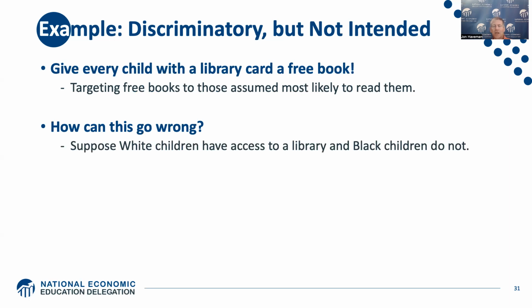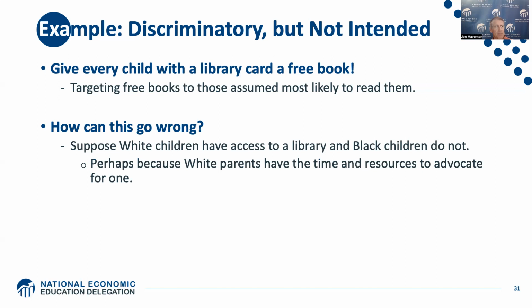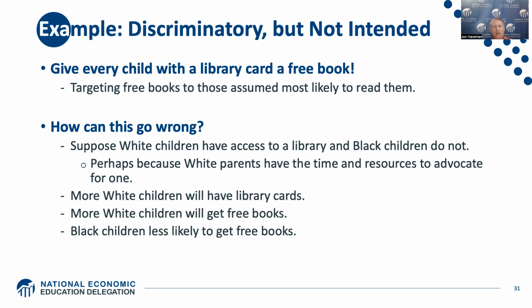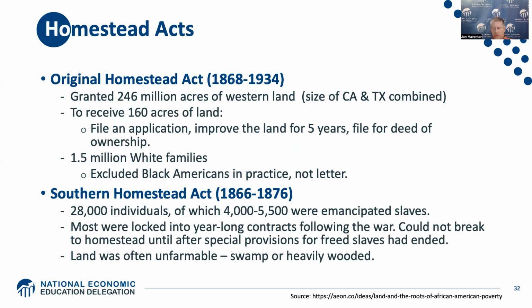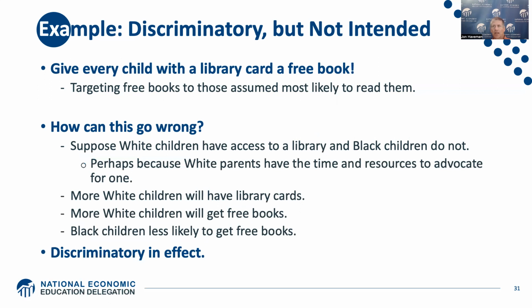It can go wrong because suppose that white children have access to a library and black children do not, right? Possibly because it's probably the wealthier white individuals in the city or the town who help determine where the library is going to be located. And they're likely to be wealthier and whiter. And so the library is more likely to be put in a wealthy white neighborhood. And so the white kids have better access to the library than the black kids do. Right? So perhaps because the parents have the time and the resources to advocate for one, more white children will have library cards, more white children will get books, black children are less likely to get books. Oops. And therefore it's discriminatory in its effect.